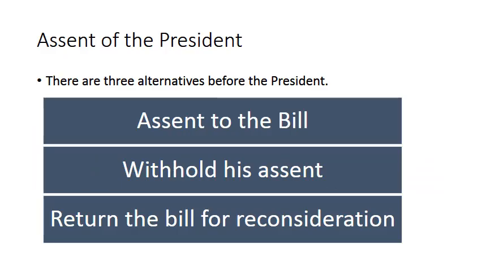The last stage is assent of the president. After passing all the stages, the bill will come to the president. President has three alternatives. First one is assent to the bill. If he gives his assent, then the bill will become an act. Second alternative is withholding his assent, that is not saying anything. Third one is reconsideration. In this case, the President returns the bill for reconsideration, and if it is passed by both the houses again with or without amendments and presented to the President for his assent, the President must give his assent to the bill.